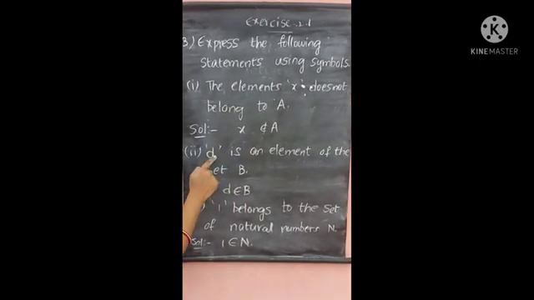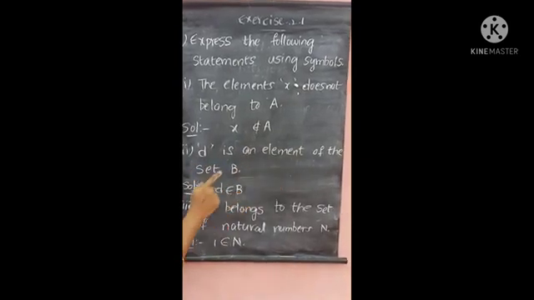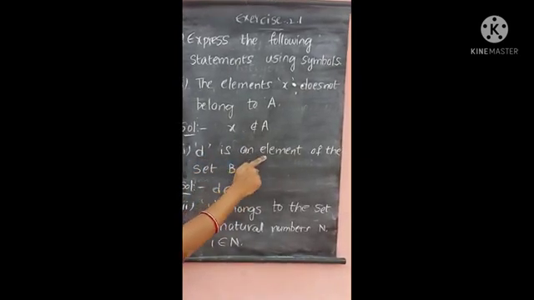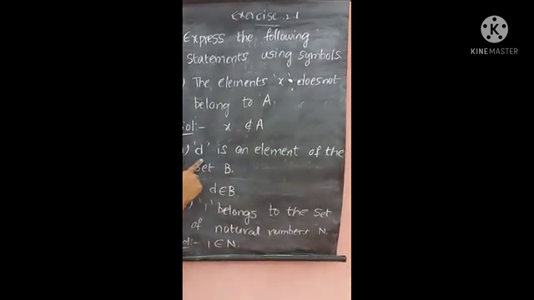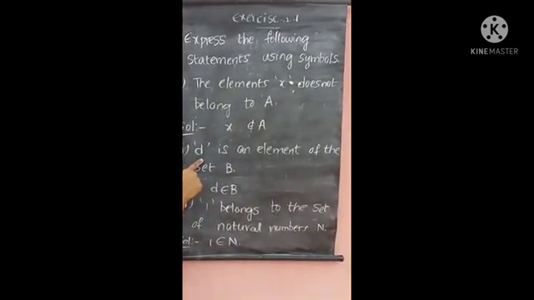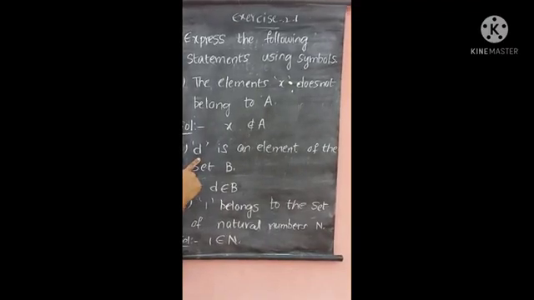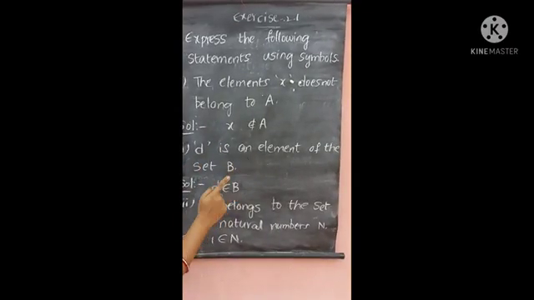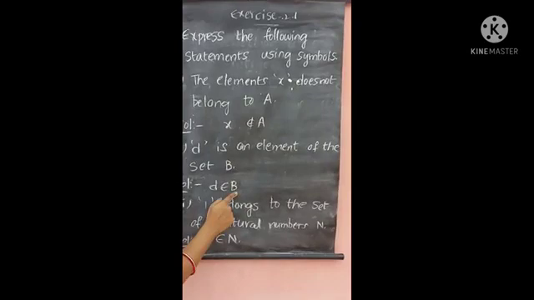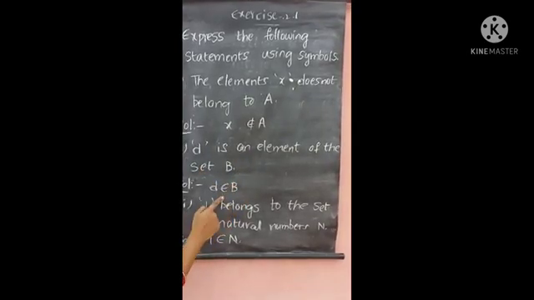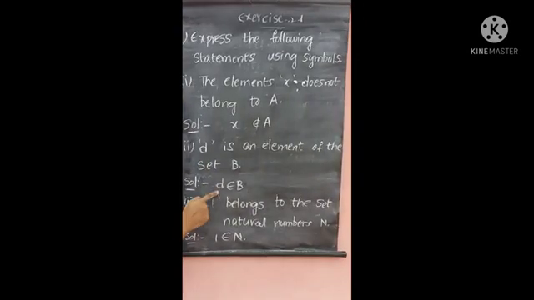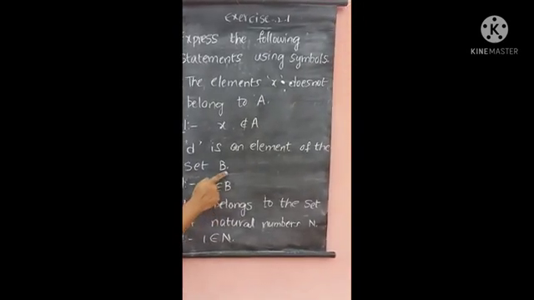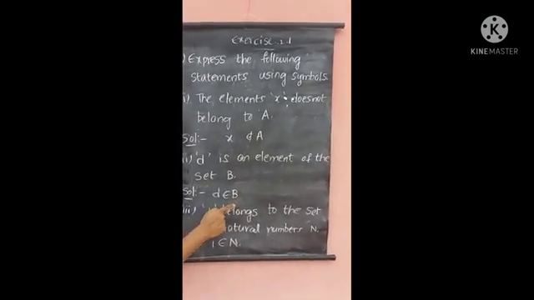See the second question. d is an element of the set B. Here the element is written in small letter. So that element belongs to the set B, means that is an element. So we have to use the belongs to symbol. So on the left side of the symbol we have to use the element, and on the right side of the symbol we have to write the set name.